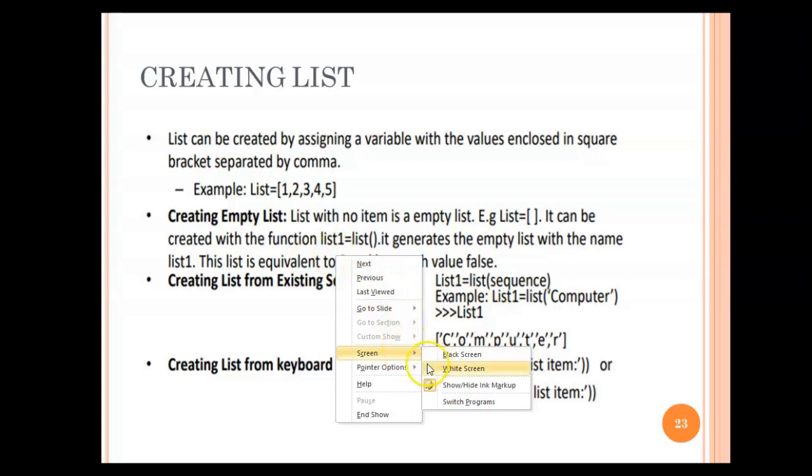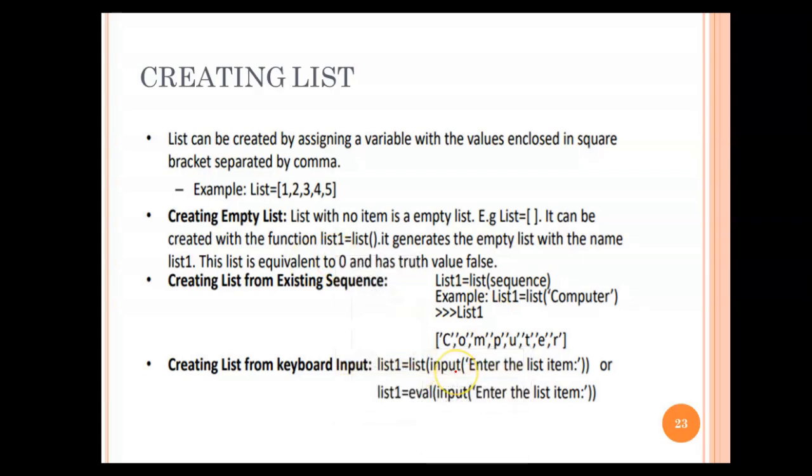Now, how can we create a list? I gave you one idea about it already. List can be created by assigning the values enclosed in square brackets separated by commas. So as list is a set of something, so set of values, and those all values are separated with comma. So you can see list is the name of the variable is equal to, in square brackets you have some 5 values and they all are separated with comma.